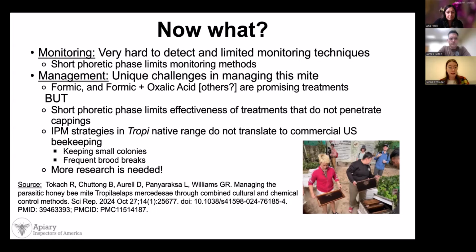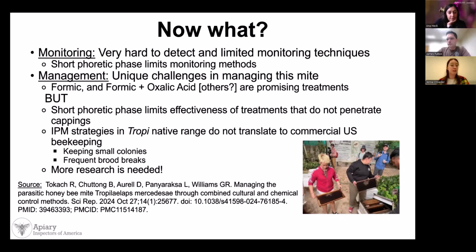But again, that short phoretic phase limits the effectiveness of treatments that target mites while they're on bees. I'm thinking things like thymol, things like Viroxan, the recently approved oxalic acid extended release. These things that work on the phoretic phase, they're not going to be as effective for this mite.